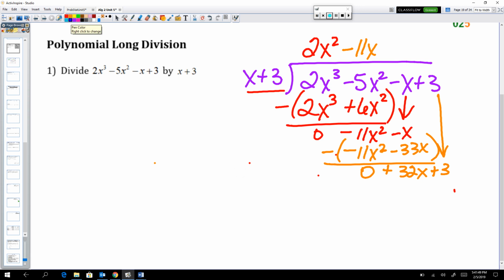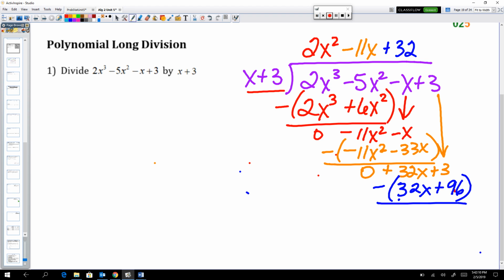What do we have to multiply x by to make 32x? Of course, that is 32 that we multiply by. 32 times x is 32x. 32 times 3 is 96. Remember, we subtract that from the top. This zeroes out by design. 3 minus 96 is negative 93.